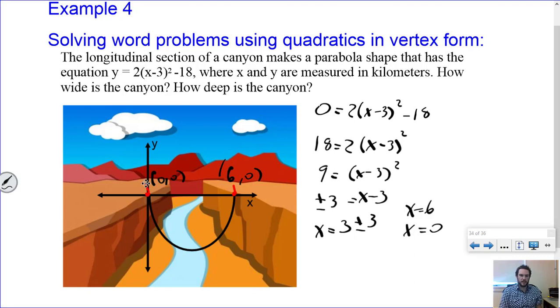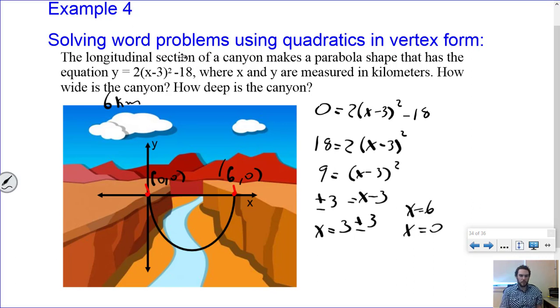Okay, so what that's telling us is that our canyon is how far apart? Well, if I take these 2 points and find the distance between them, or 6 minus 0, I get a distance of 6 kilometers. Okay, secondly, how deep is the canyon?